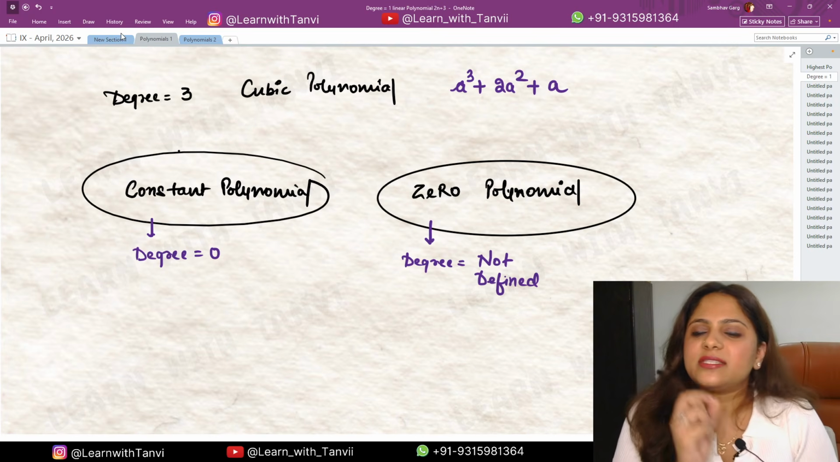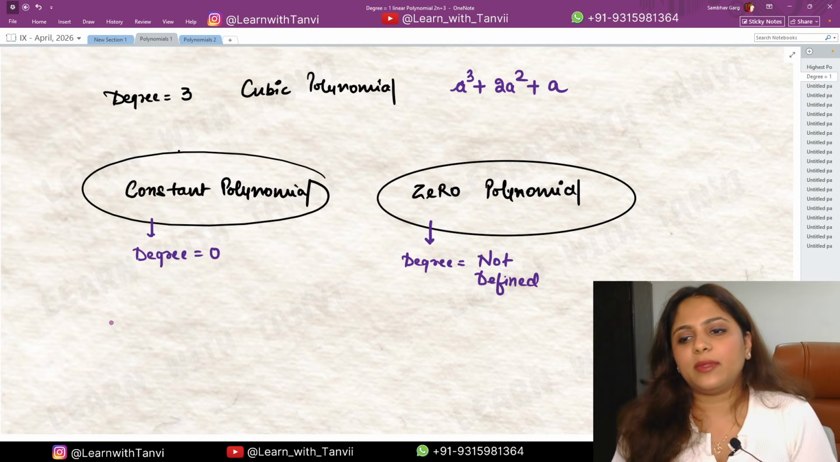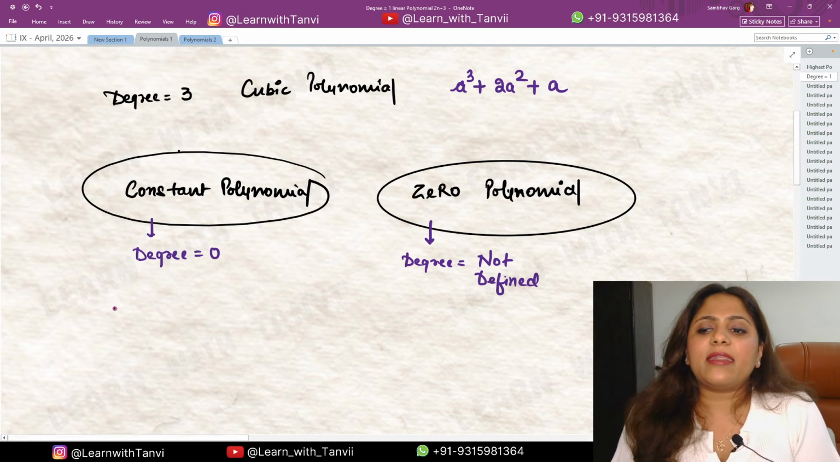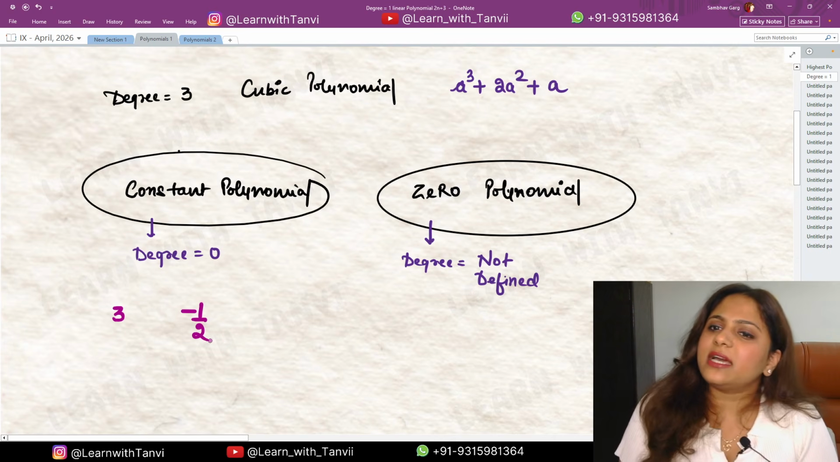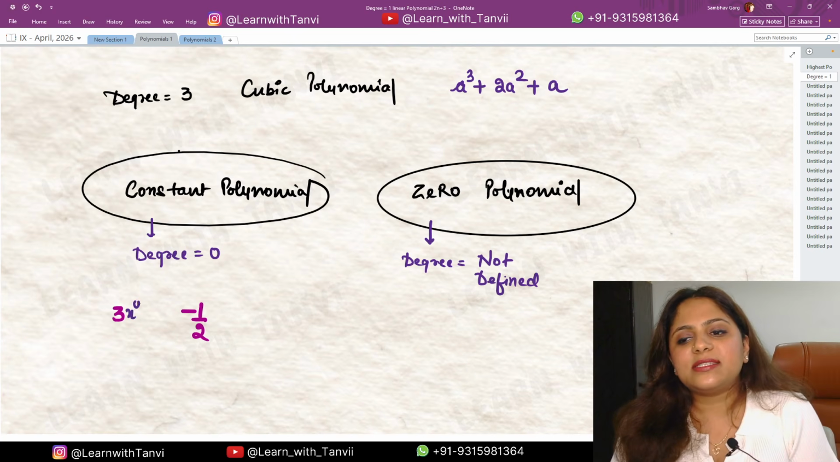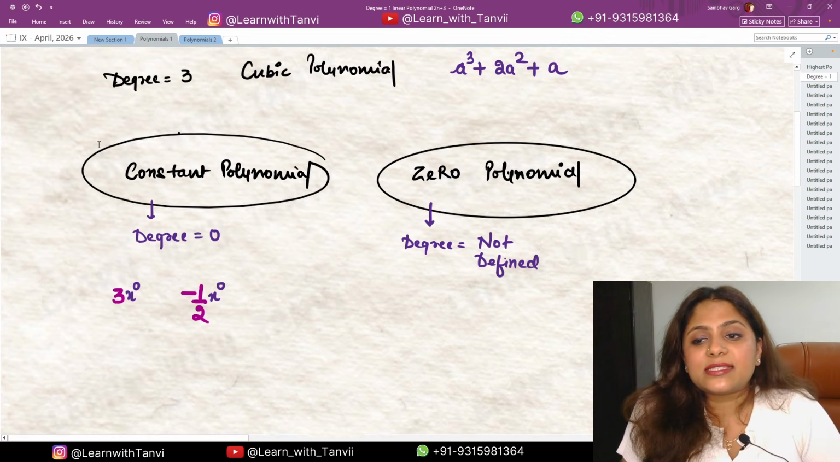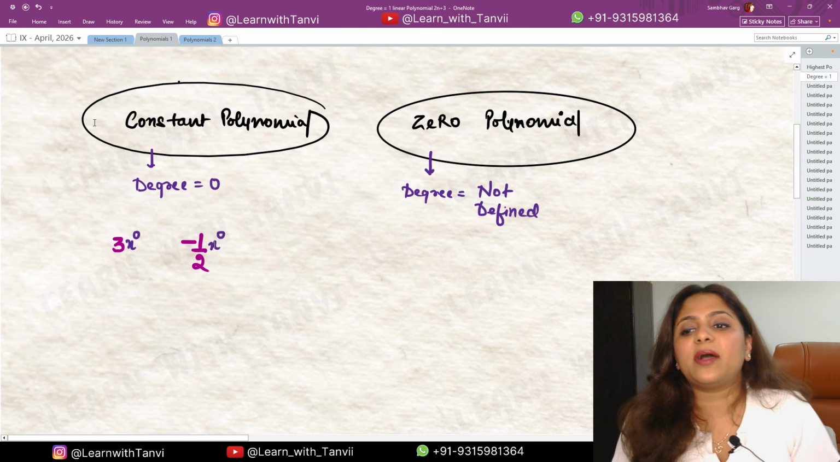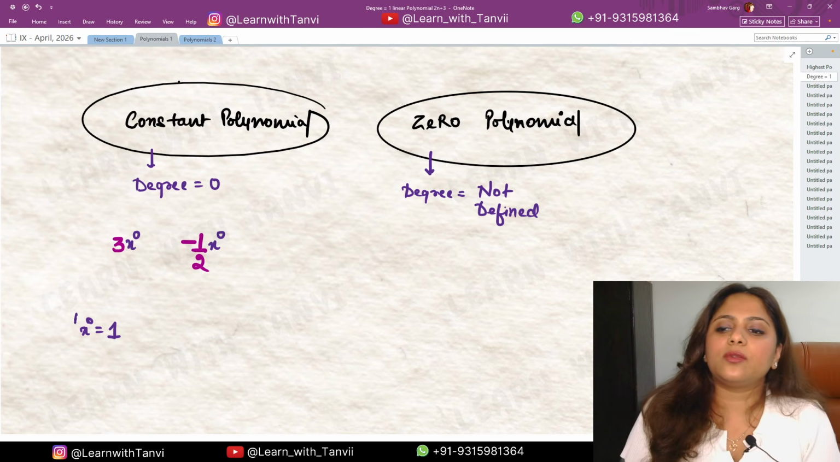Why does that happen? Understand. Constant means just a number. उसके साथ कोई वेरिएबल नहीं है. For example, I can write it as 3. I can write it as -1/2. That's it. अब इसके साथ वेरिएबल नहीं है तो मैं x की पावर 0 लिख सकती हूँ, right? क्यों लिख सकती हूँ x की पावर 0? क्योंकि x की पावर 0, anything to the power 0 is 1.